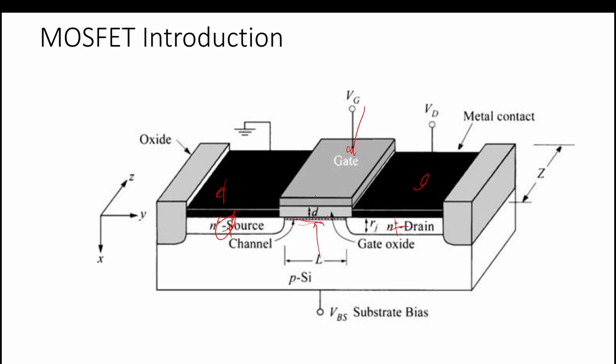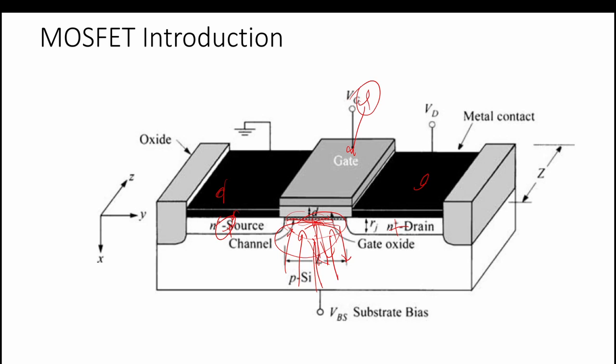The channel is created below the gate only, as we apply the positive bias here. It attracts the electrons, or actually it doesn't attract the electrons, it repels the holes. Electrons are generated in the depletion region only. It depletes the majority charge carriers, repelling the holes from this region as we apply the positive potential here.